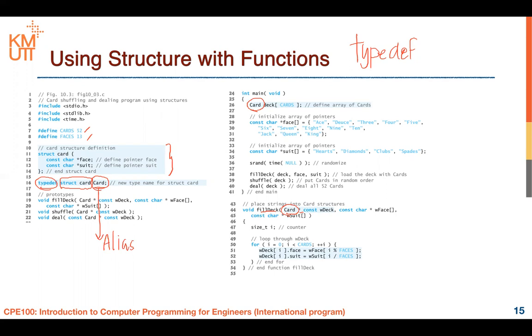Okay, and we have face, right? Defined like this, constant character faces. This is a set of possible faces, right? And we also have four suits, right? You can define it like this, constant string, right? And this one is to randomize, and then fillDeck, right? And shuffle, and then deal. You can get our deal, right?